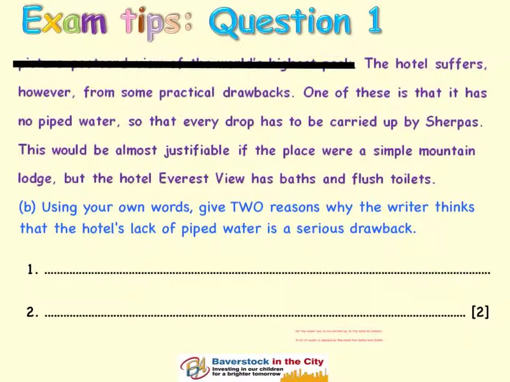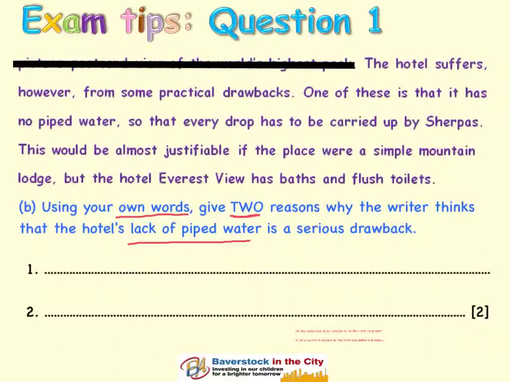Now we'll have a look at question 1B again and the space where we could put our answer, and we'll have a look at a suggested answer. But first of all, of course, we must underline the key words again. Using your own words is very important. 2 reasons is very important. Why the writer thinks that the hotel's lack of piped water is a serious drawback. Why this is a problem.